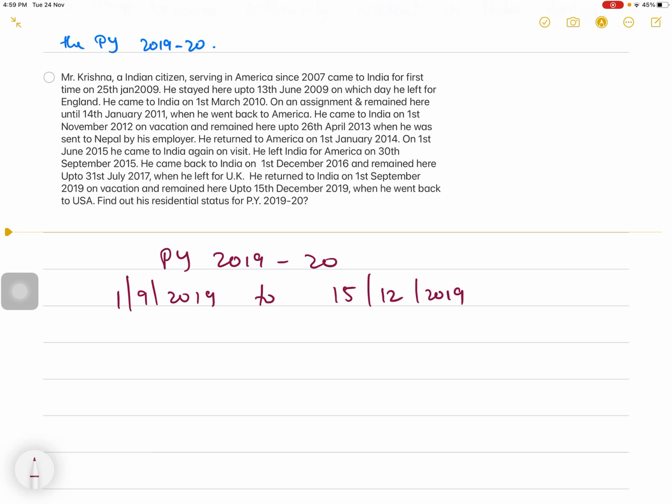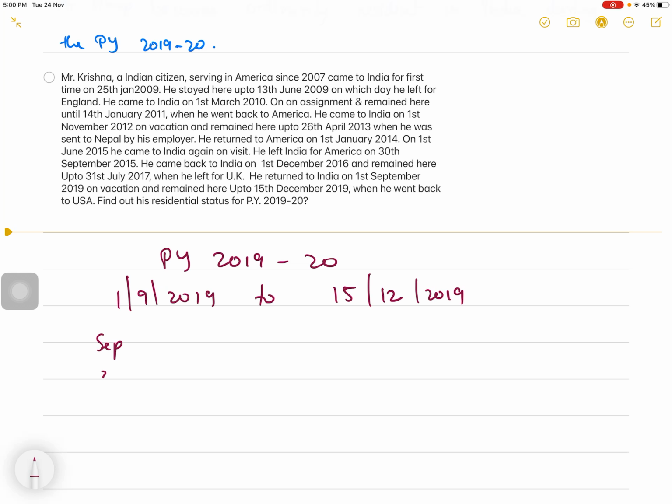So let us check whether he satisfies the first basic condition. If he satisfies the first basic condition, he is resident. If he does not satisfy the first basic condition, he is non-resident. Okay. Let us count his number of days in India during the previous year 2019-20. So during the previous year 2019-20, he was in India from 1st September 2019 to 15th December 2019.